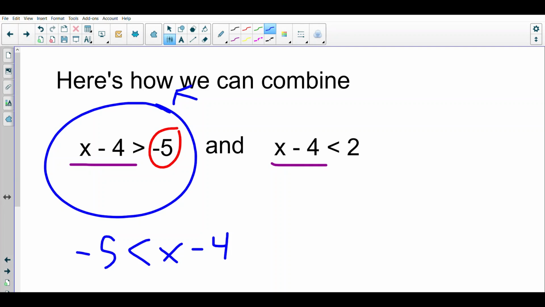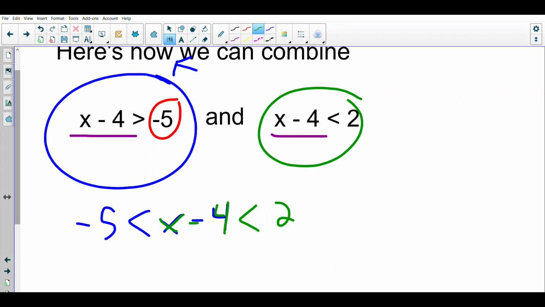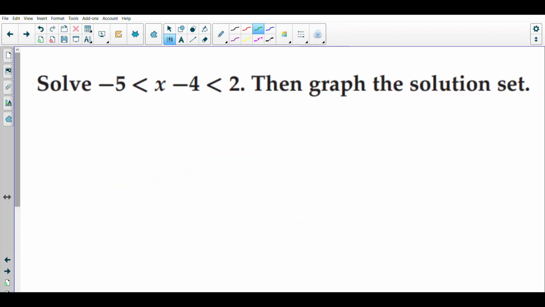Then we can take the second part and overlap it. So x minus 4 goes right on top, and we get x minus 4 is less than 2. That's how they can be combined because of the overlapping parts. Now if you read it, it makes sense: -5 is less than x minus 4, which is also less than 2. That's how they can be combined, but only if that middle part is the same. Now I showed how this problem was combined, so let's solve: -5 is less than x minus 4, which is less than 2.